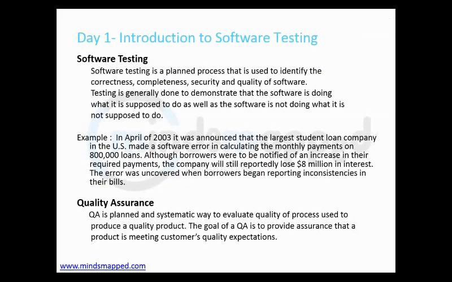Okay, so we'll start. What do you mean by software testing? Software testing is a planned process used to identify the correctness, completeness, security, and quality of a software. So there are mainly four aspects. One is correctness, whether this software application is correct or not. Completeness, whether it is completely done. Then security, how secure this application is, and whether anybody can get in without authority. And the quality of the software, so what is the quality?